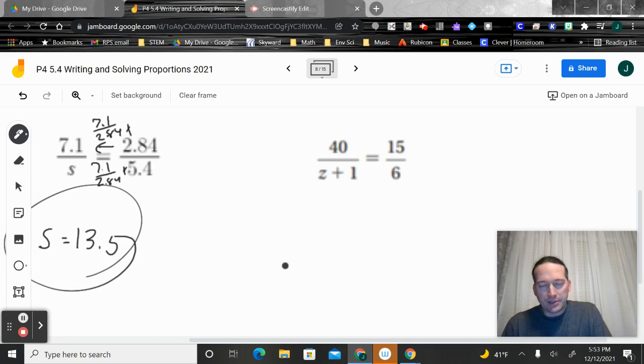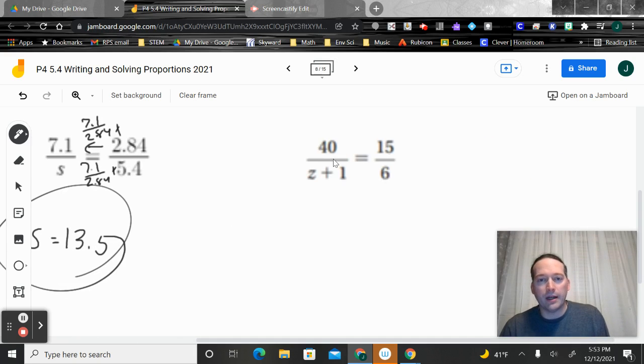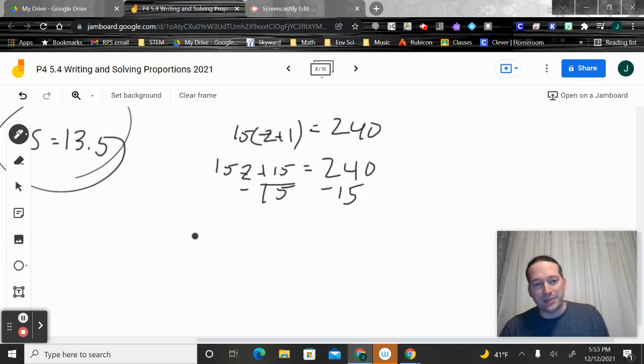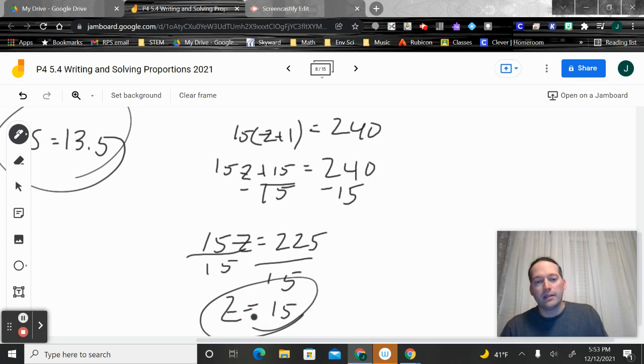Okay. All right, now let's come over here. When you have a problem like this is where cross products is actually going to be necessary. Because you have an expression down here as opposed to just a simple variable. So this would be 15 times z plus 1 is equal to 240. So we could divide by 15 here, but I think it's just easier to distribute in this case, because, minus 15, I know it's going to come out to be 225, and that's a lot easier to do because it is 15 squared. Okay, so z is going to be 15.